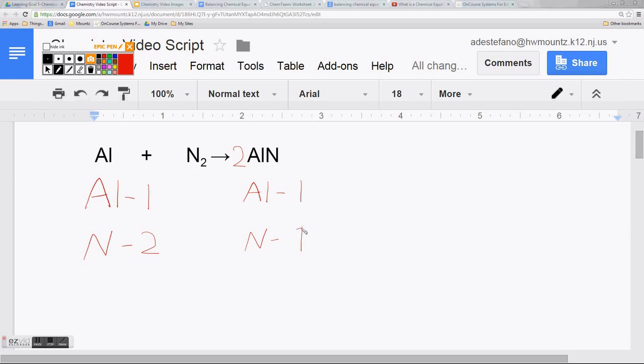So if we add a coefficient of 2 in the products, this will give us 2 nitrogen and 2 aluminum. But it's still not balanced. We have a difference between the aluminum in the reactants and the products. But if we add a 2 in front of the aluminum, that gives us 2 aluminum and 2 nitrogen in the reactants, and 2 aluminum and 2 nitrogen in the products.